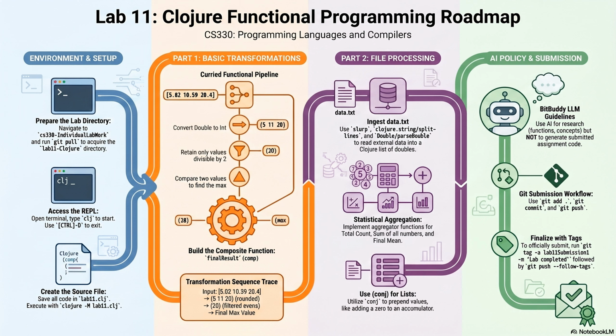So let's establish the environment first. Imagine walking into a pristine workshop. Your tools are laid out. For this lab, that workshop is your CS330 individual lab work directory. Which you should all be pretty familiar with by now. Exactly. You fire up your terminal, you pull down the latest lab files, and your workbench is ready. The Lab 11 Clojure directory drops in, complete with its instructions, and all of your actual Clojure code for this entire exercise is going to live in one single file, lab11.clj.